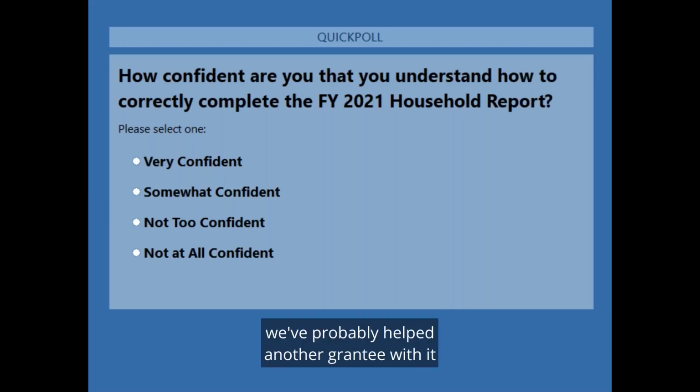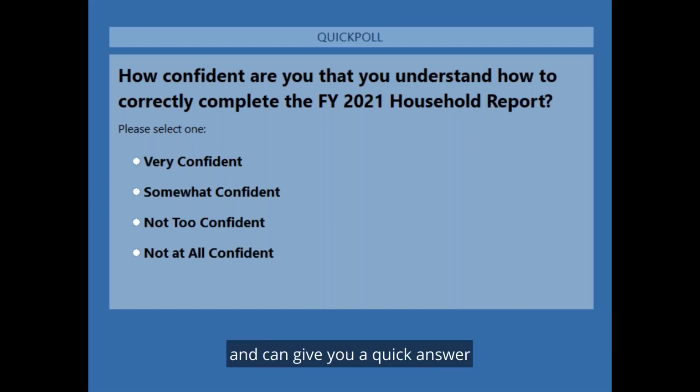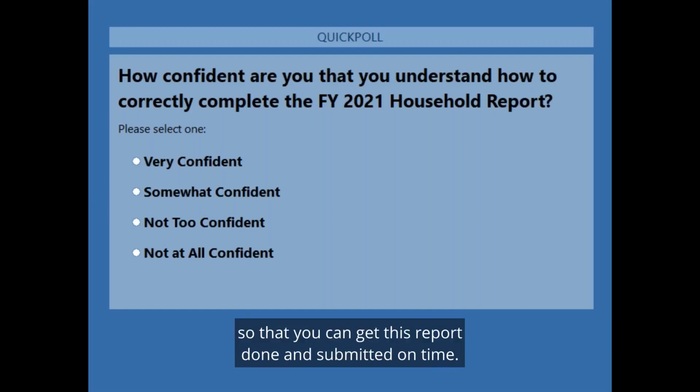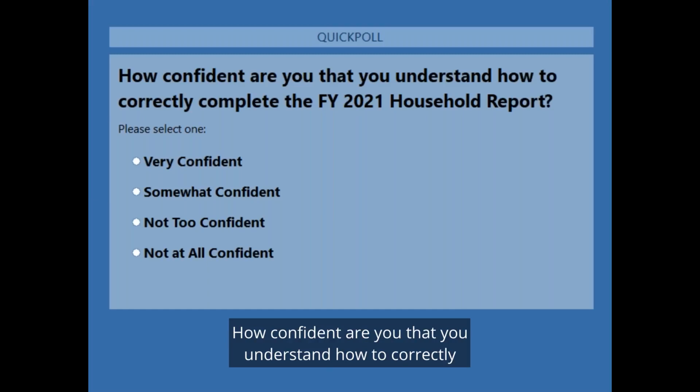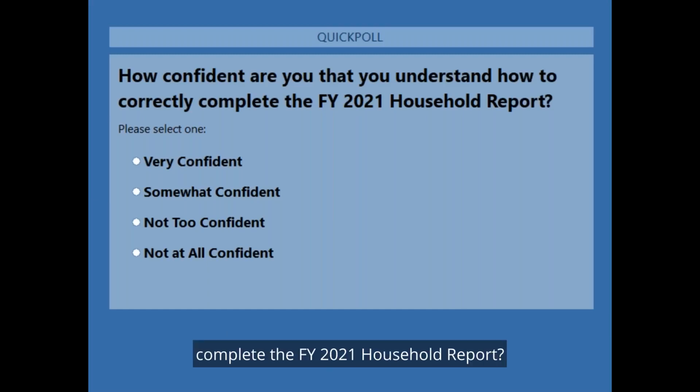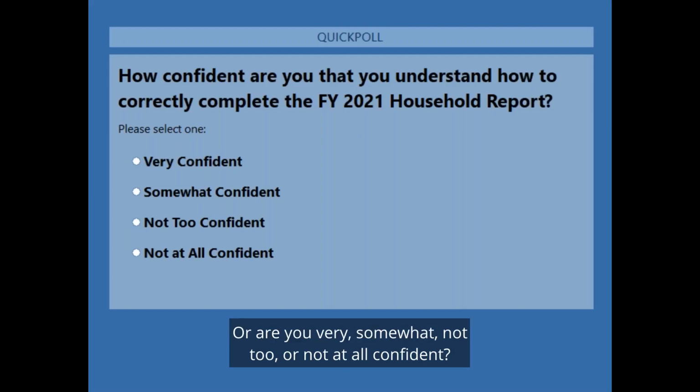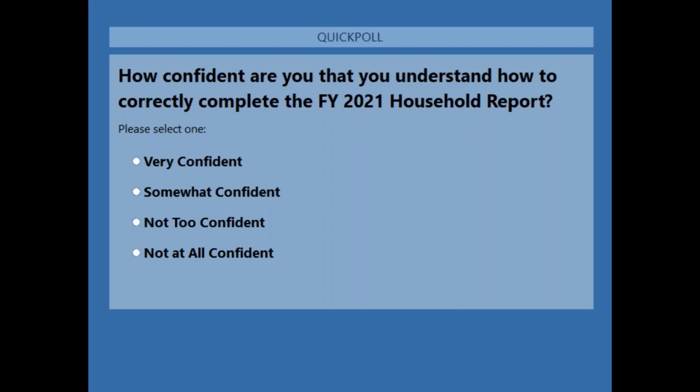Give us a call. We've probably helped another grantee with it and can give you a quick answer so that you can get this report done and submitted on time. So now let's just do a quick poll. How confident are you that you understand how to correctly complete the FY 2021 household report? Are you very, somewhat, not too, or not at all confident?